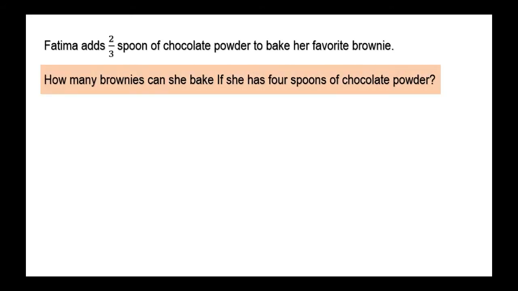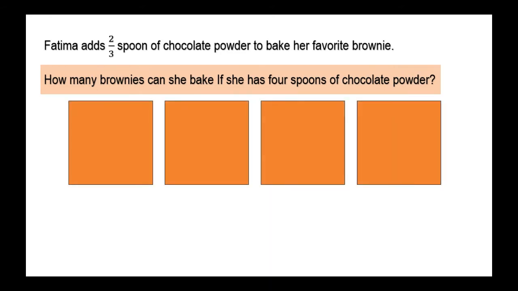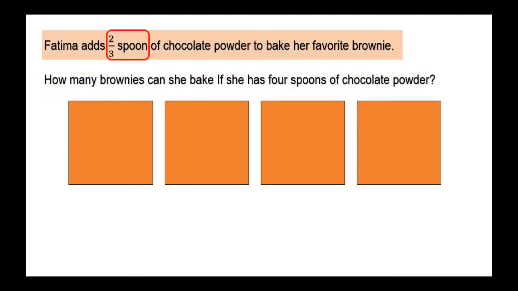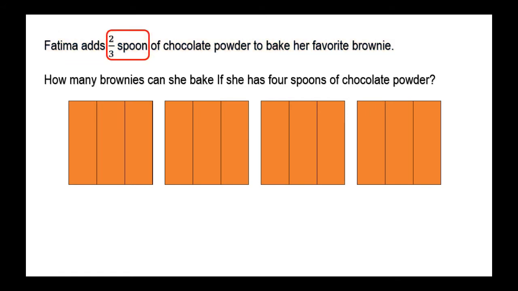Okay, since Fatma has 4 spoons of chocolate powder, I am using 4 pieces of paper to represent spoons of chocolate powder. Now, she adds 2/3 of a spoon, which means she is using thirds. So first I am finding how many total thirds I have in 4 wholes. So we are dividing each of these wholes into thirds like this. Great. Now she will add 2/3 for each brownie like this.